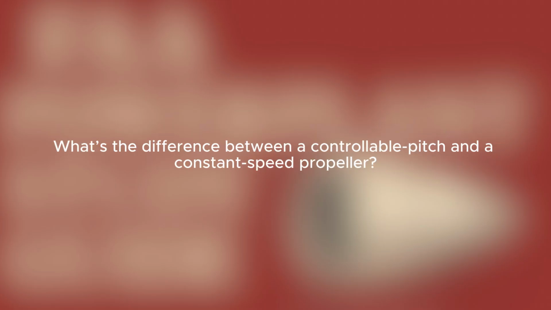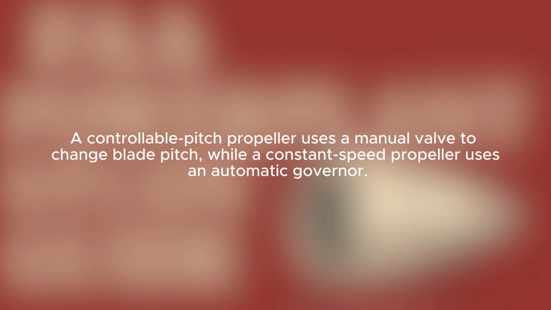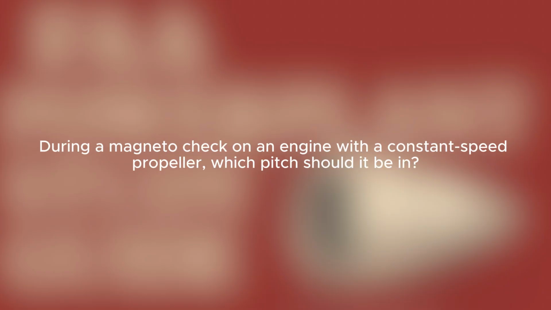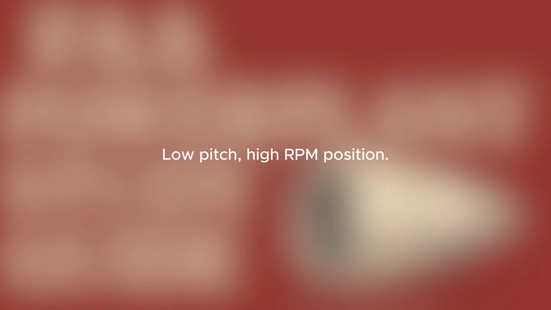What's the difference between a controllable pitch and a constant speed propeller? A controllable pitch propeller uses a manual valve to change blade pitch, while a constant speed propeller uses an automatic governor. During a magneto check on an engine with a constant speed propeller, which pitch should it be in? Low pitch, high RPM position.